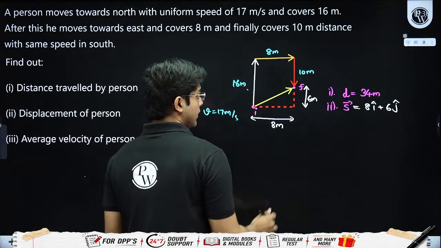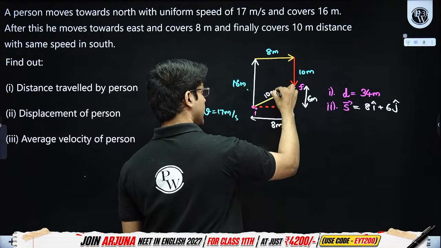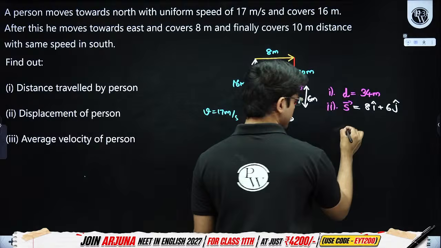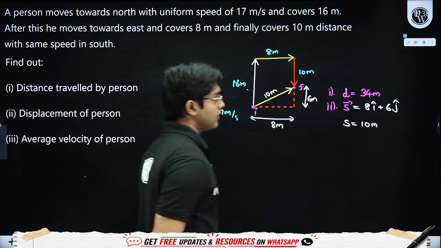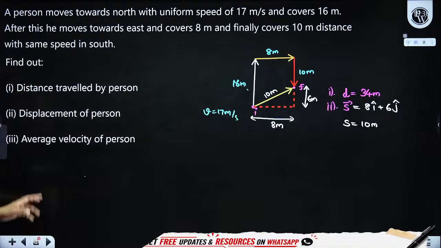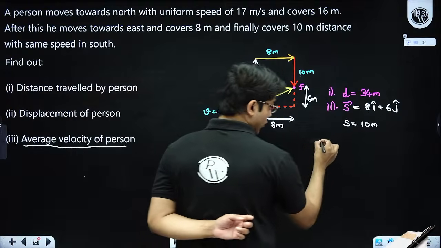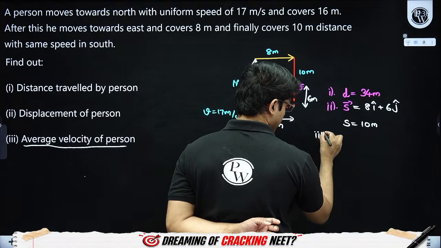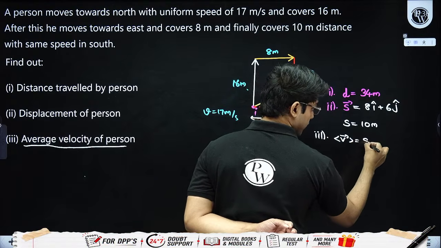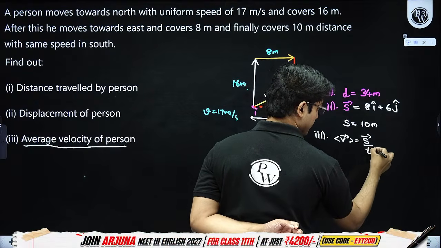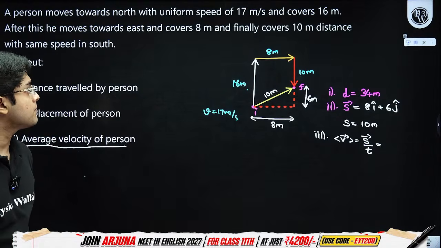Okay. Now this is the 6, 8, 10 right triangle. So this yellow side length is equal to 10 meters. So if magnitude is asked, it will be 10 meters. Okay. Now finally, what is the average velocity? Average velocity will be, you take the displacement vector and divide it with the total time. Okay, so displacement vector is 8i plus 6j.